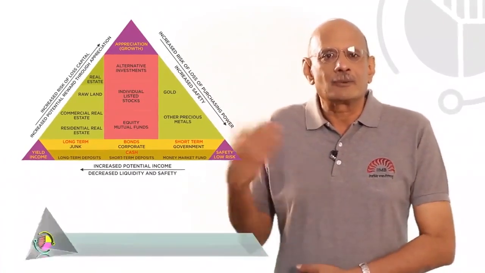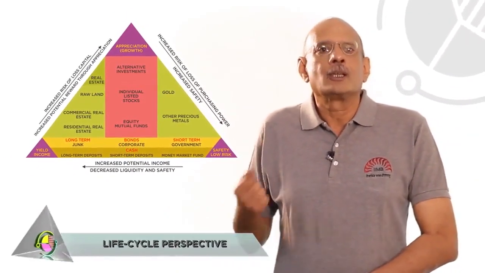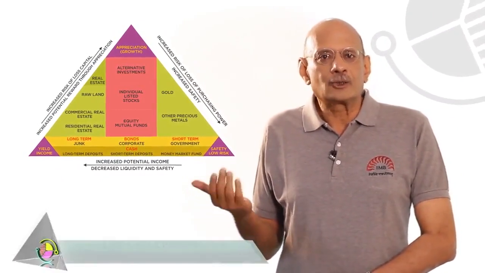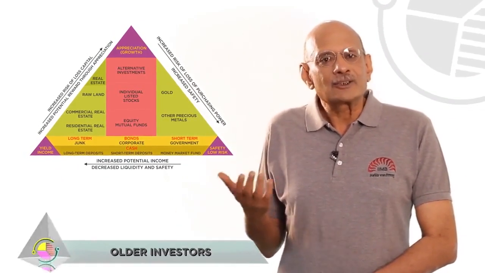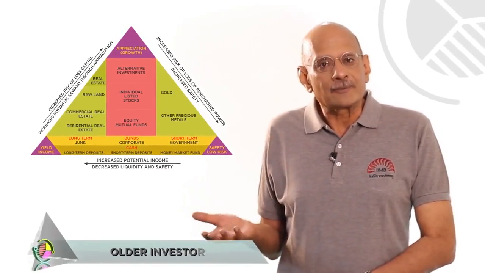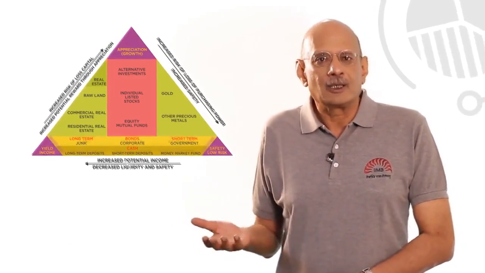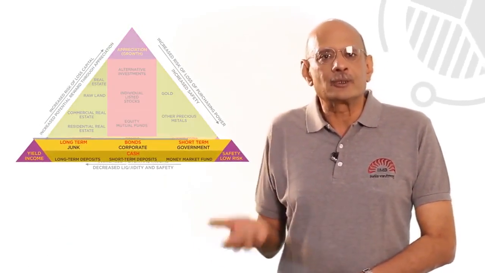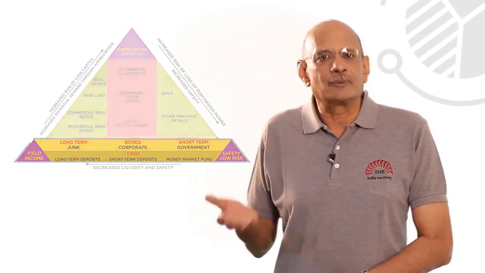Now let's look at this framework for evaluating investment opportunities on the pyramid from a life cycle perspective. People who are older and closer to retirement might actually find themselves, and should find themselves, at the bottom of the pyramid. After all, safety of principal and generation of income are their primary goals.